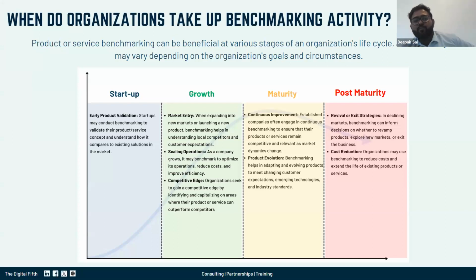And in the post-maturity stage, we also look at the revival of a particular product if the traction has been declining, or if we are looking at an exit strategy, or our organization is looking to pivot from one of the services to offer different kinds of services. How do we revive our product and get into the new product or service that we are reimagining is something that we also check here.